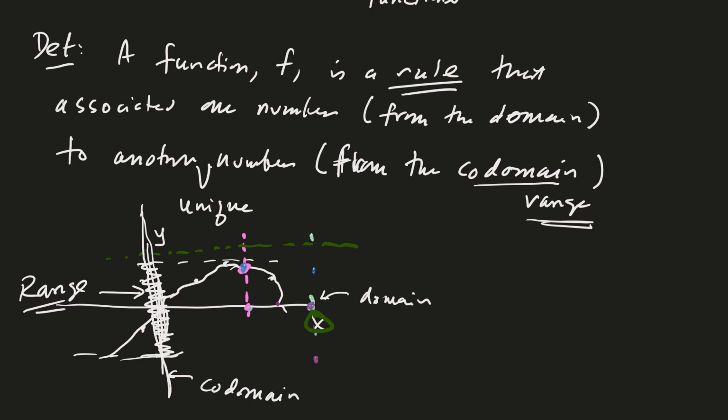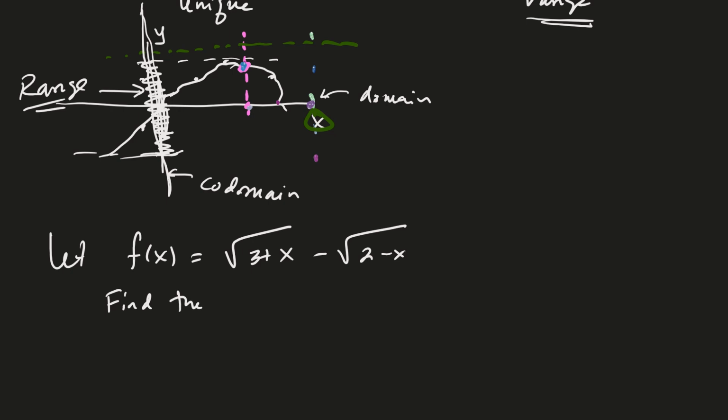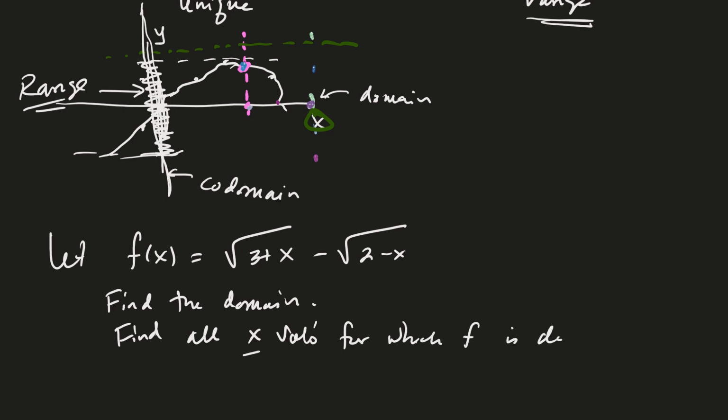Okay. So what does this mean algebraically if we were to try an algebraic version of this? So a common question that might be asked is something like this. Let f of x be equal to the square root of 3 plus x minus the square root of 2 minus x. And so we would want to find the domain. And so this question is really saying find all x values for which f is defined.